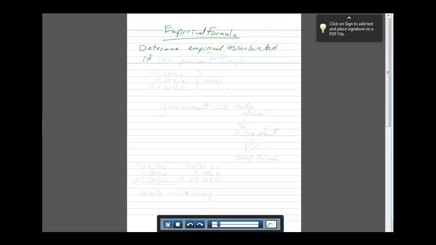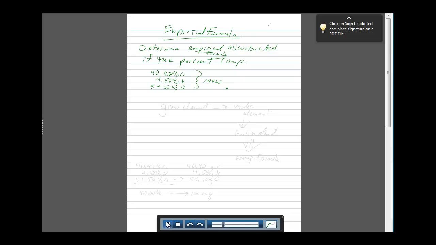Now, we need to have some information about ascorbic acid, and in this particular case, we're going to have the information of the percent composition. And the percent composition is the following. We're going to have 40.92% carbon, 4.58% hydrogen, 54.50% oxygen, and these are all by mass. And so this is our goal, to figure out the empirical formula.